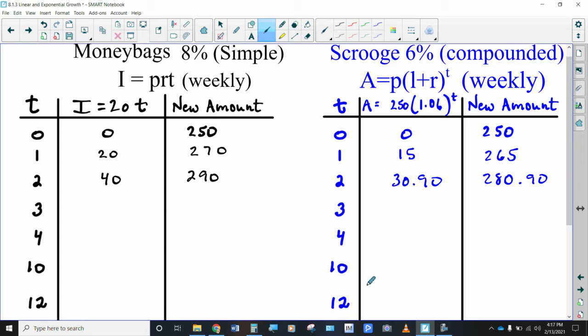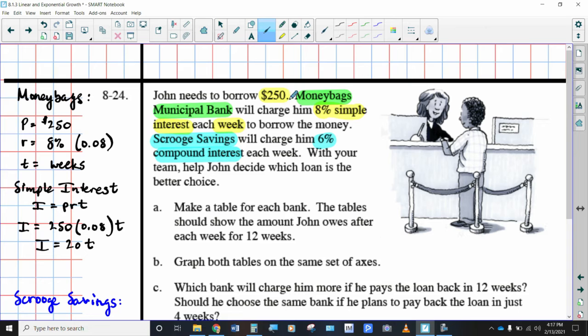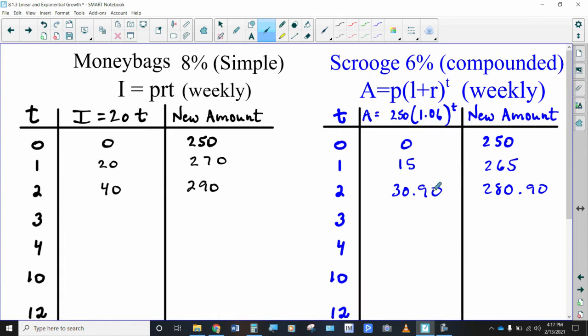Okay, no. This isn't making money. This is a loan, right? He wants to borrow. Ouch, that's a lot of money you've got to pay back. Weekly 6%? Forget about it. Okay, whatever. All right, you can do the rest.